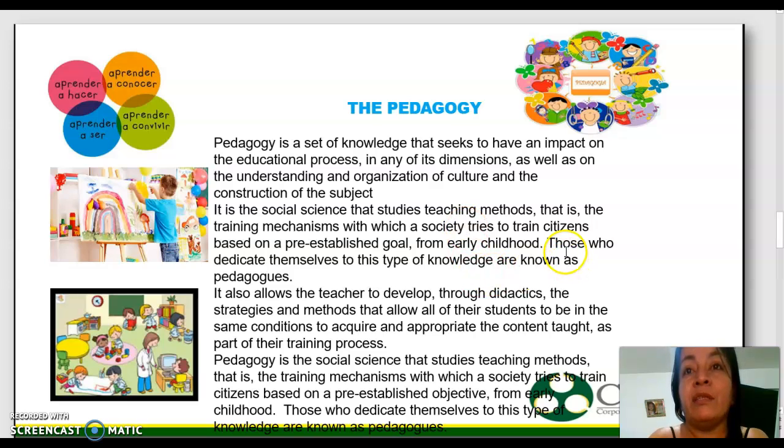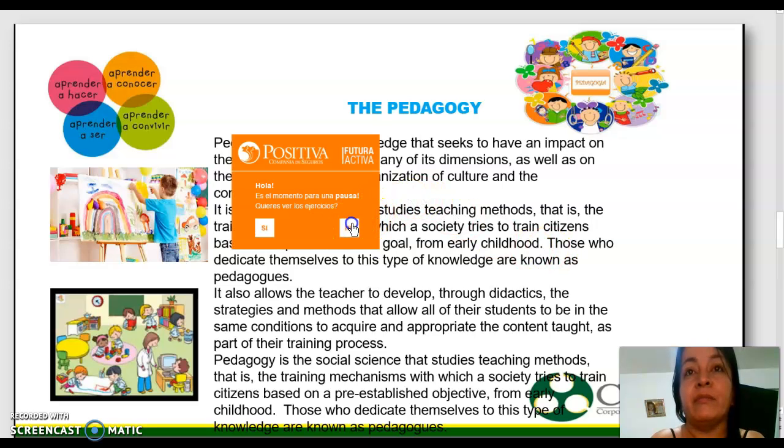It is also where the teacher develops, through didactics, the strategies and methods that allow the student to acquire and appropriate the content taught as part of their training process. Pedagogy is the social science that studies teaching methods, the training mechanism that tries to train teaching based on a precise objective from early childhood. Those who carry out these activities are known as pedagogues.